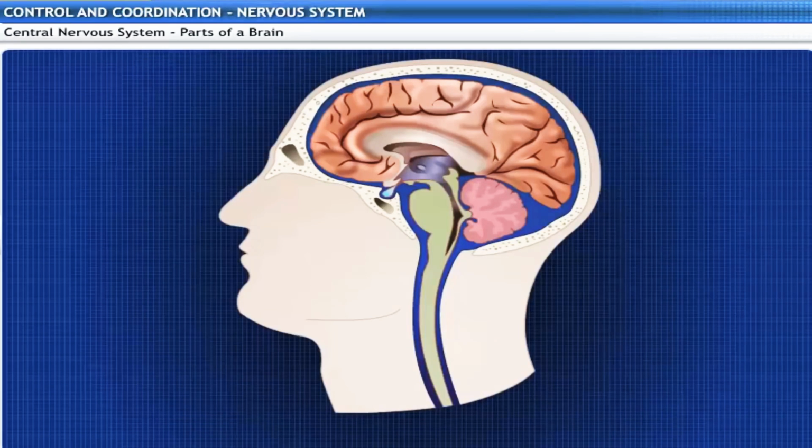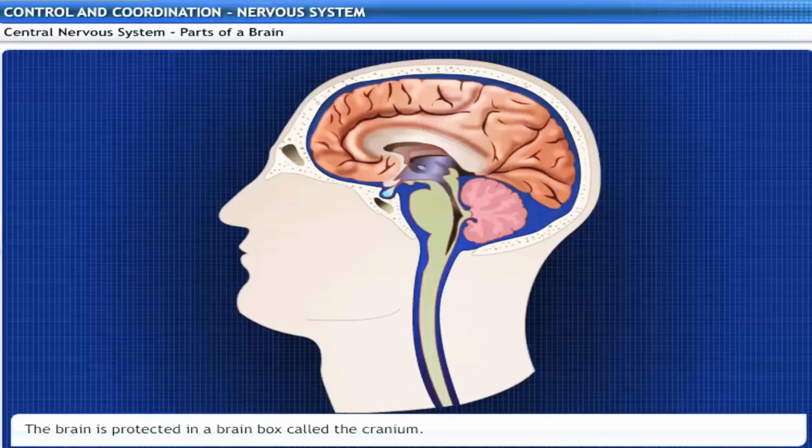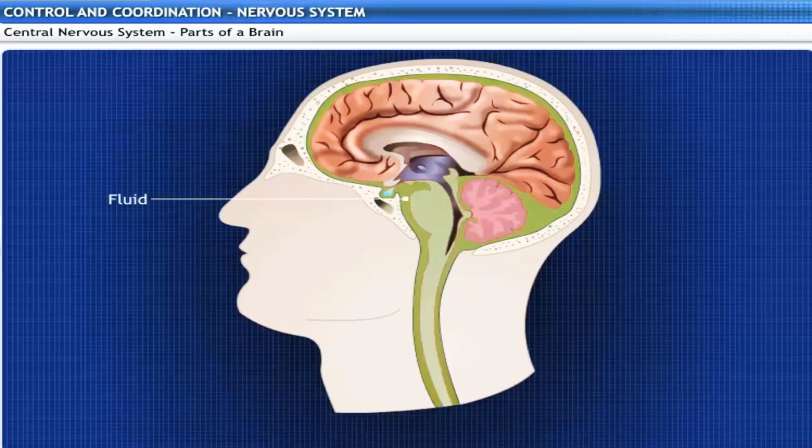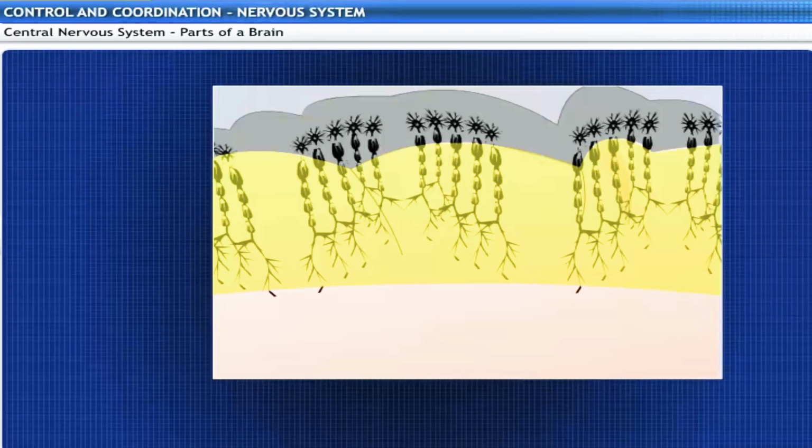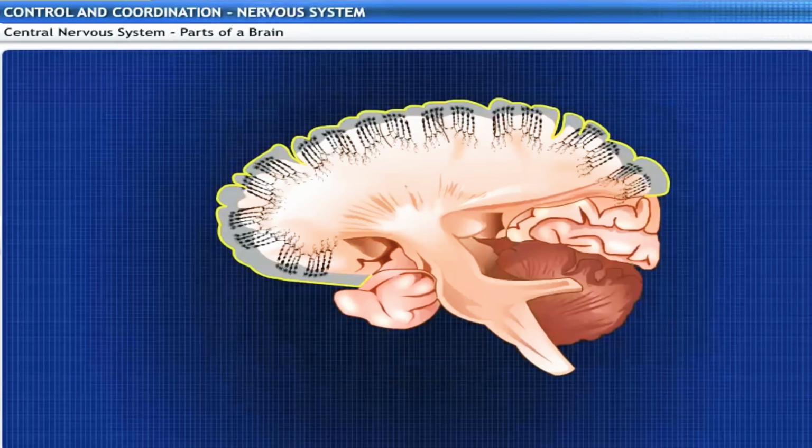The human brain is a delicate organ and protected in a brain box called the cranium. Inside the cranium, the brain is contained in a fluid-filled space which provides further shock absorption. All the neural connections are concentrated in the brain. The cell body of the neuron is concentrated towards the outer region of the brain and the axon towards the inner region. This forms the grooves that are associated with the degree of intelligence.